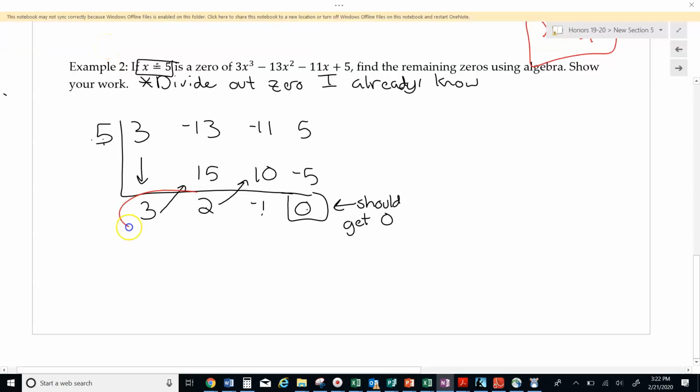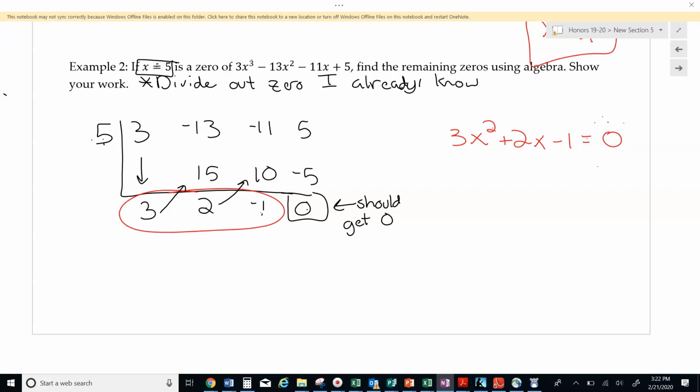Now, this is where this part becomes really important. So now I need to figure out what this remaining quadratic is. I have 3x squared, because I dropped my degree, plus 2x minus 1. Okay? This is equal to 0 just because I'm solving it. Then factor.